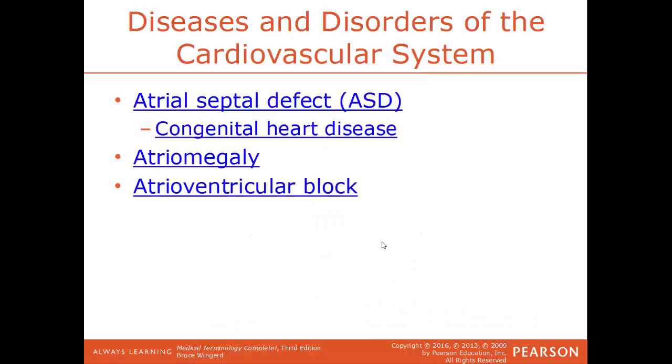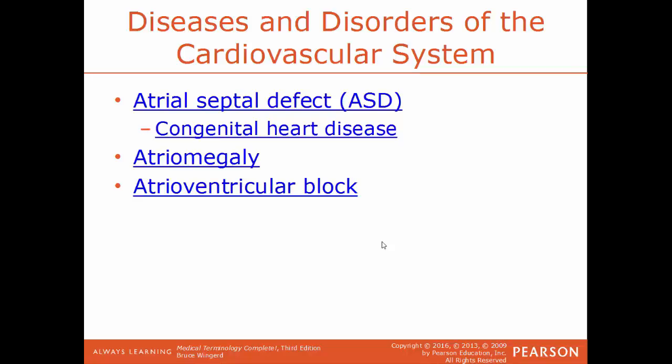See our next term, ASD, atrial septal defect. This is an abnormality or a defect within the septum between the atria. There's a septum or a partition between the two atria, and there's a septum between the two ventricles. So if there's a defect or an abnormality in that septal wall, that's classified as an ASD. And this is a good example of a congenital heart disease. This is something that you are born with.